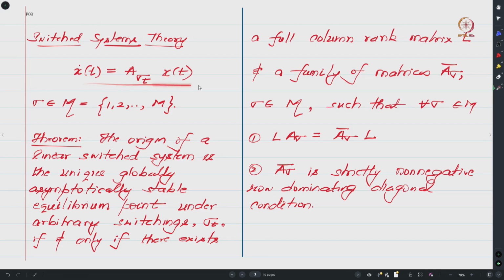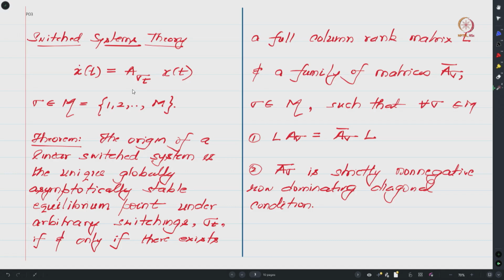So here is an example of a general switch system. The general switch system is x dot of t equals A subscript sigma t times x of t. If the sigma t was not there, then this would have just been A times x of t, in which case we would have the vanilla linear ODE system. However, here the A is indexed by sigma t, and sigma in particular depends on t.